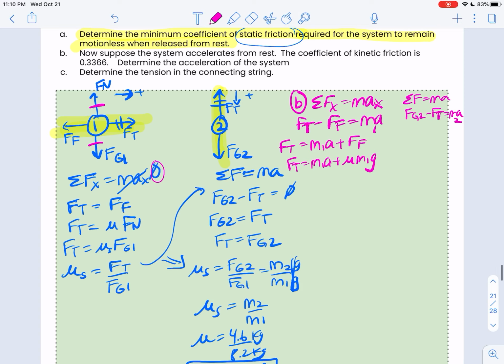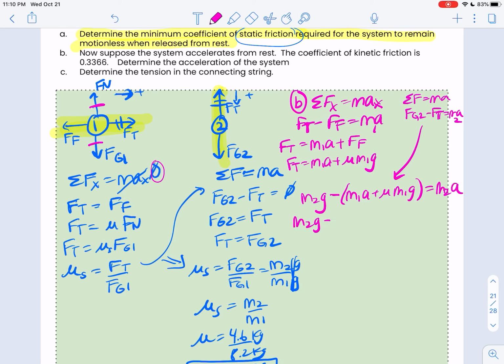Okay, and then over here, let's plug in. Let me solve out this side for F. Well, should I solve out for Ft? No, probably not. That's dumb. Okay, Fg2 is m2g minus this whole mess right here equals m2a. You've got to be careful which ones you're talking about. Now I know everything. Now I can solve out for a. So let's do m2g minus m1a minus mu m1g equals m2a.